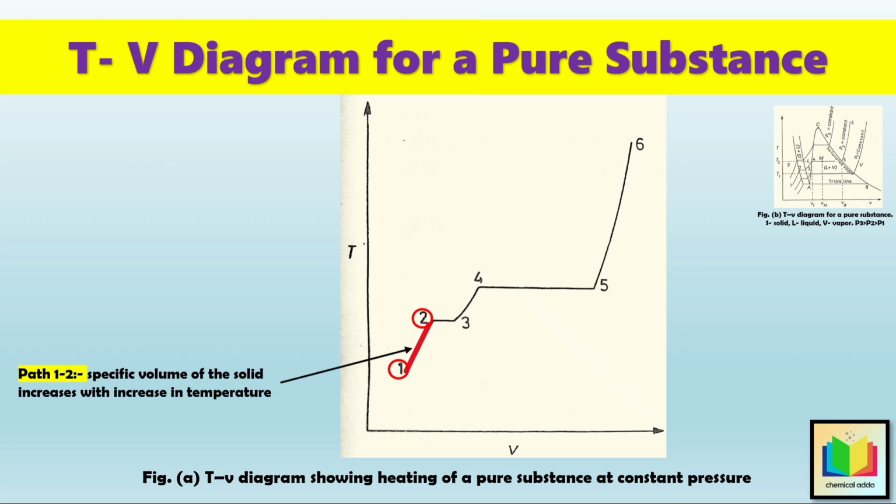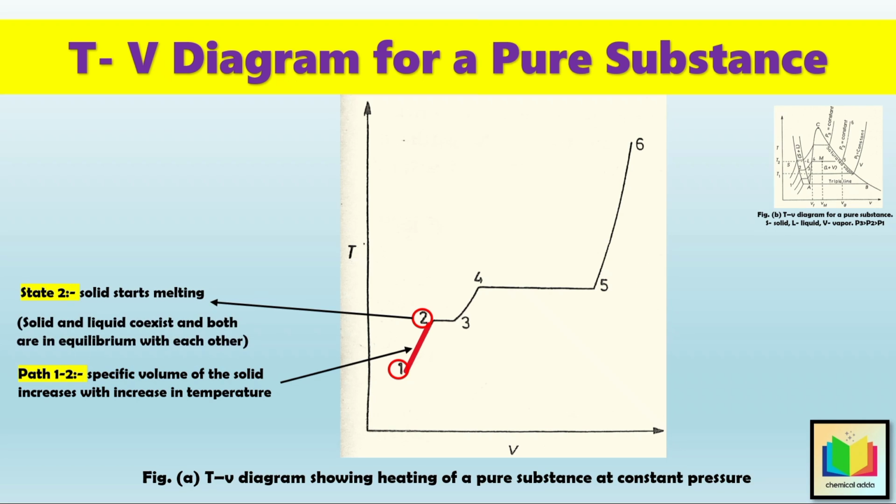Now, if the heating continues, the solid reaches state 2, where the solid starts melting. And at this stage, the system contains two phases, solid and liquid, which means that at state 2, solid and liquid coexist, and both are in equilibrium with each other. Next, if we keep the heating continued, more and more of the solid phase converts into the liquid phase, but during this phase change, the temperature of the system remains constant. And this phase change, from solid to liquid, is shown by the horizontal line 2 to 3.